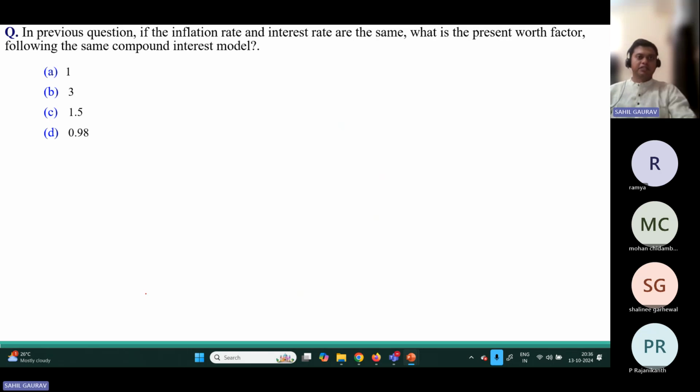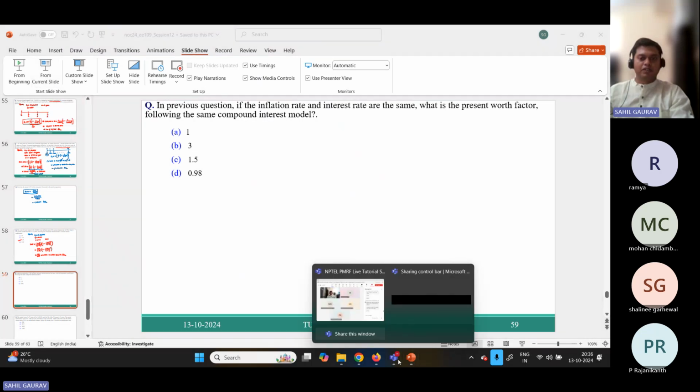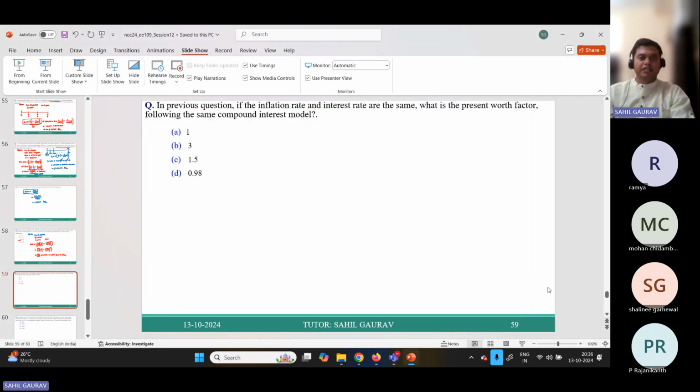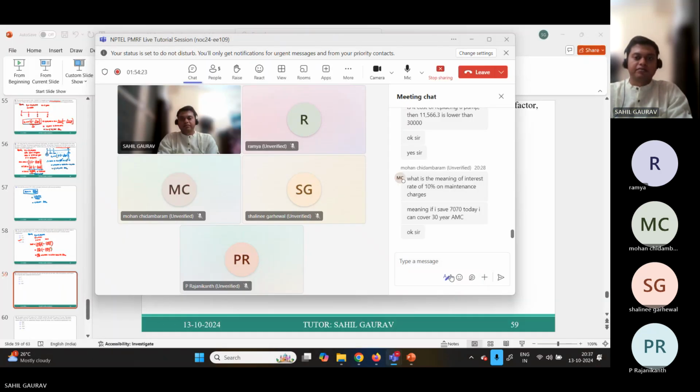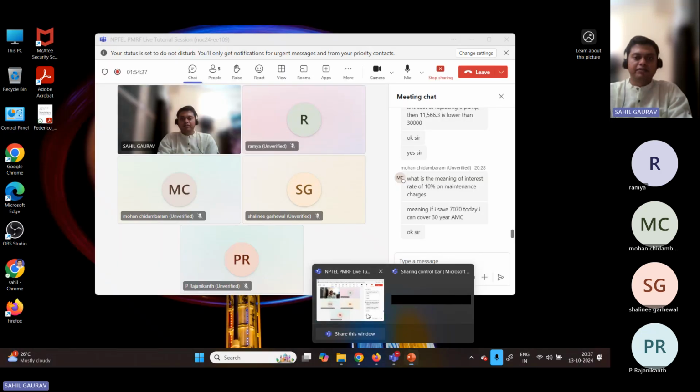In the previous question, if the inflation rate and interest rate are the same, what is the present worth factor following the compound interest model? I hope all of you can give the answer for this problem. You can write your answer in the chat box. I am giving the hint: the number of years is given as 3. Does anyone know the answer for this problem?